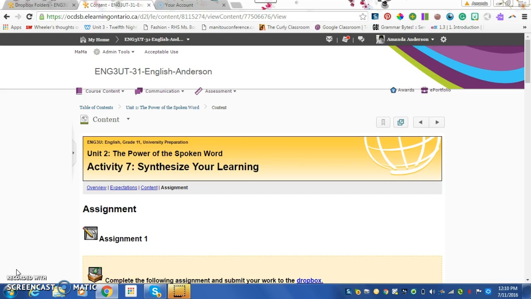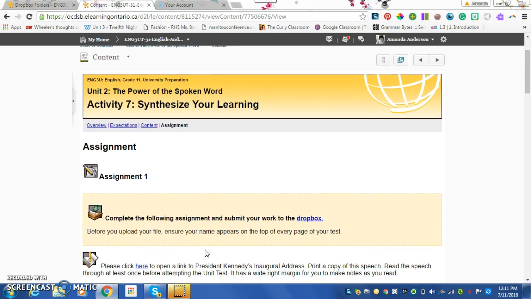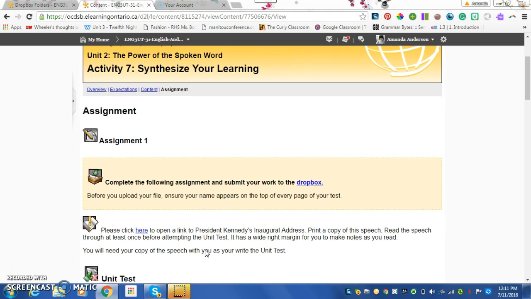I'm going to give you some strategies as to how to budget your time. But if you have worked ahead, you could also do this activity over 2 days if you're a little bit ahead.